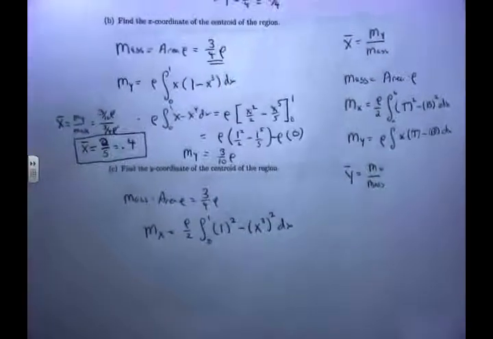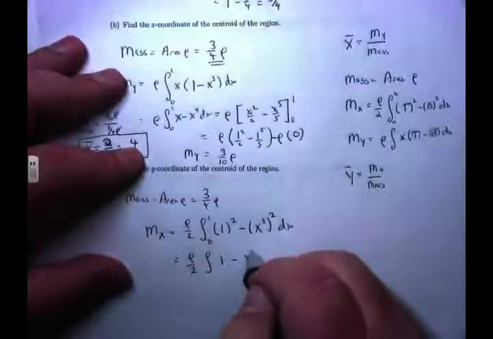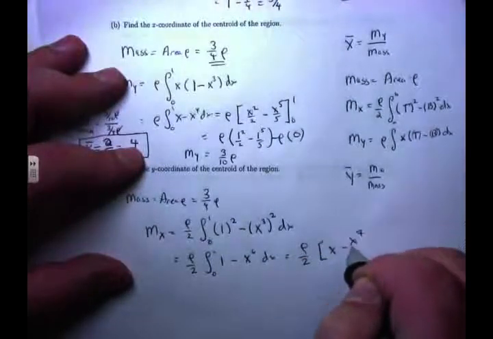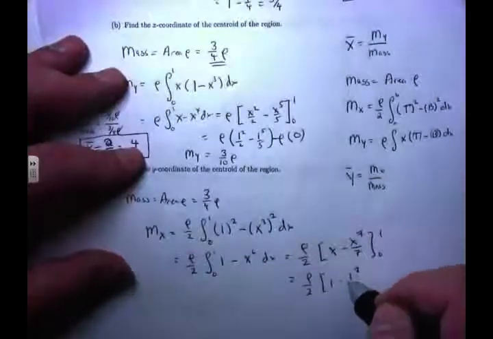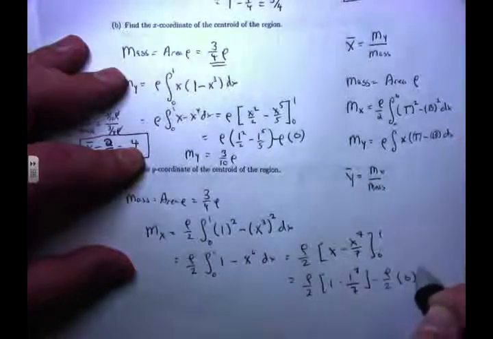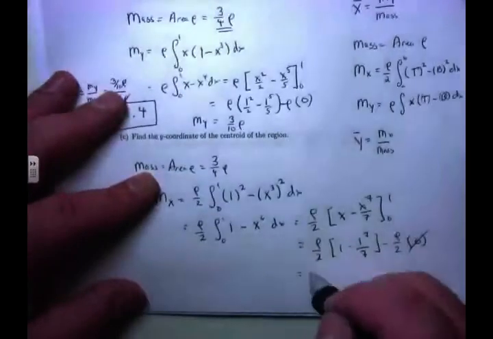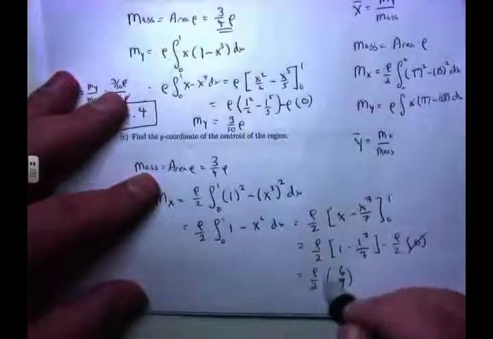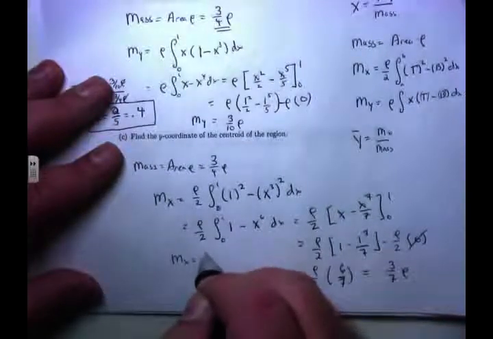Okay? Clean him up. This is rho divided by 2 times the integral of 1 squared, which is 1, minus x cubed squared. Power to a power, multiply, that's x to the 6th, dx from 0 to 1. This is rho divided by 2 of the integral of 1, which is x, minus x to the 7th over 7 evaluated from 0 to 1. This is rho over 2 times 1 minus 1 to the 7th over 7, minus rho over 2, when you plug in 0, you pretty much get 0. Okay? So I got 1 minus 1 seventh, which is... What's 1 minus 1 seventh? 6 sevenths. And half of 6 sevenths is going to be 3 sevenths rho. So the moment about the x is 3 sevenths rho.